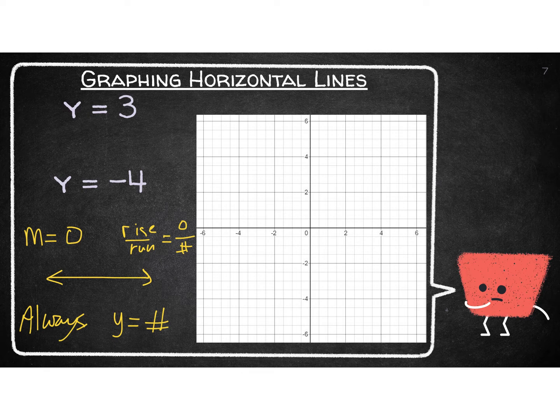So in graphing this first one, y equals 3, I'm going to find on the y-axis where it is 3. Right here. Once I find that, then I can draw my horizontal line. So my graph would look like that. This next one, y equals negative 4. So I find on my y-axis negative 4, and then I graph a horizontal line at that point. So the graph of y equals negative 4 looks like that one.